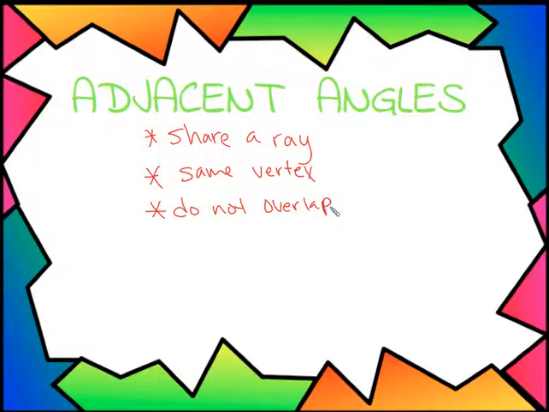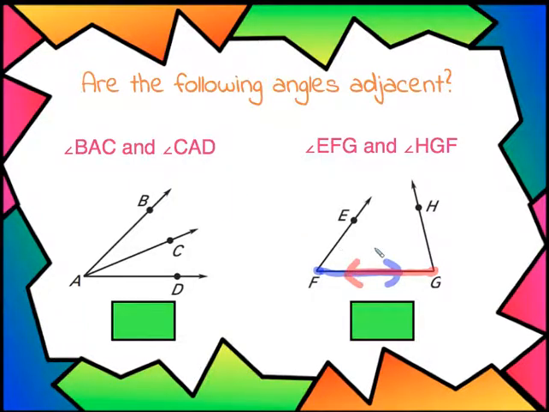So what that means is the points on the inside of one angle are not on the inside of another angle. So like these two angles overlap because this angle and this angle have points that are on the inside of both of them.